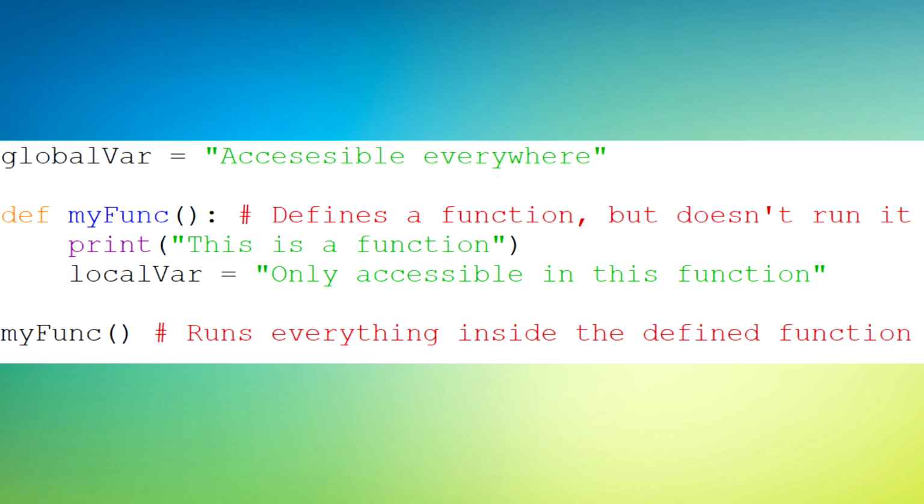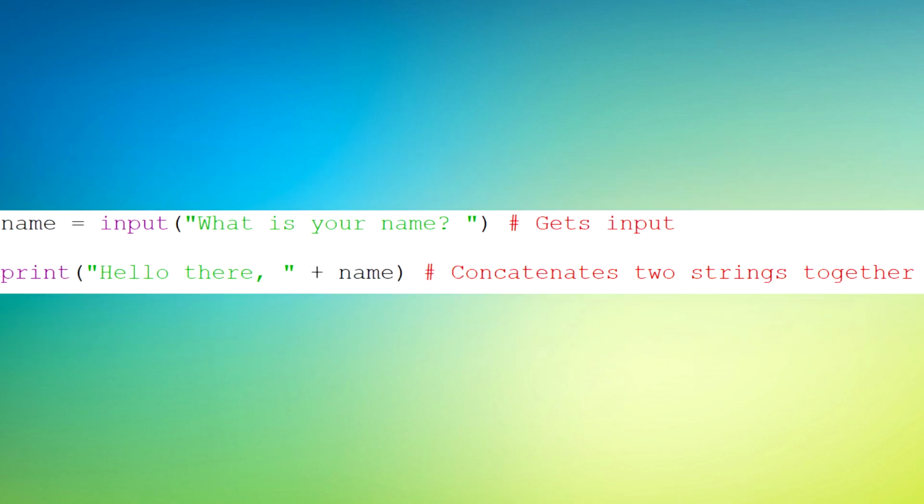We also have scope. A variable is only available from inside the region it is created. A variable made in a function can only be used inside the function. Global variables are made outside everything and can be used by anything. Finally, we have user input. The user can type something in, and we do it like this.